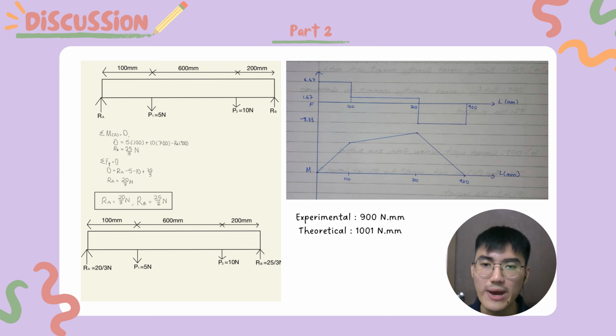For the last part of the discussion, we plot the shear diagram and bending moment diagram when P1 is 5 Newton, P2 is 0, and P3 is 10 Newton. By using the summation of moments equals to 0, we get RB, which equals 8.33 Newton. And with this value, we use the summation of forces in the vertical direction to get the value of RA, which is 6.67 Newton. And then this is the diagram for shear force and bending moment. The experimental value is 900 Newton mm and the theoretical value is 1001 Newton mm.